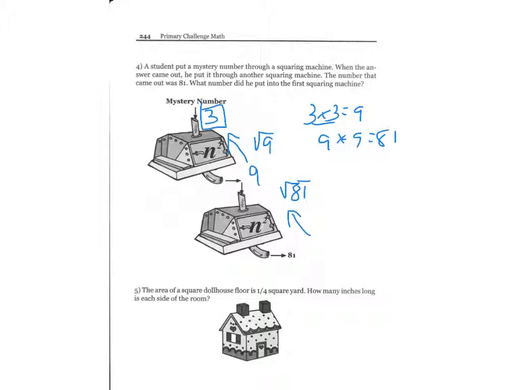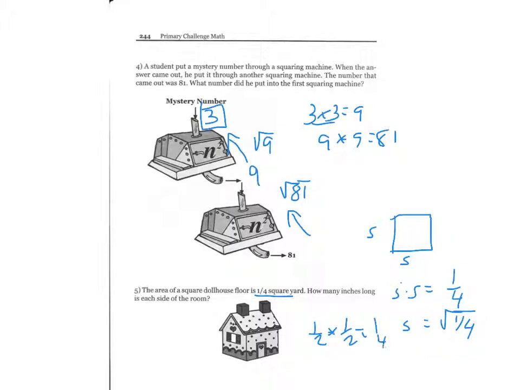A dollhouse has an area of 1/4 and it's a square. So the side of the square times the side of the square, S times S, equals 1/4. In other words, S equals the square root of 1/4. What's the square root of 1/4? Well, 1/2 times 1/2 equals 1/4. So the sides must be 1/2. 1/2 times 1/2 gives an area of 1/4.